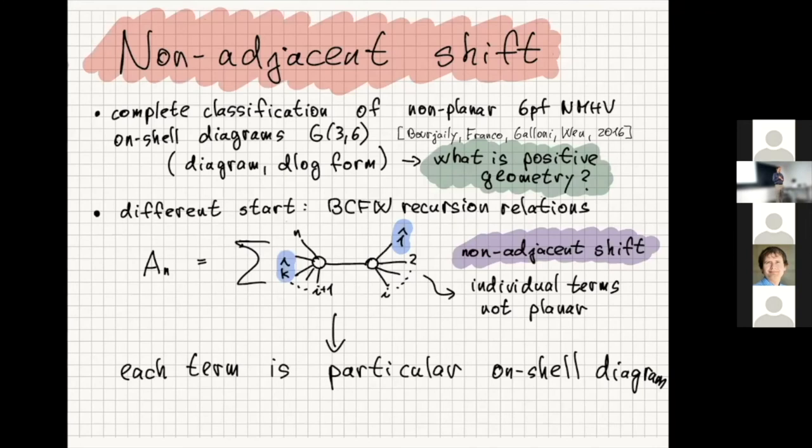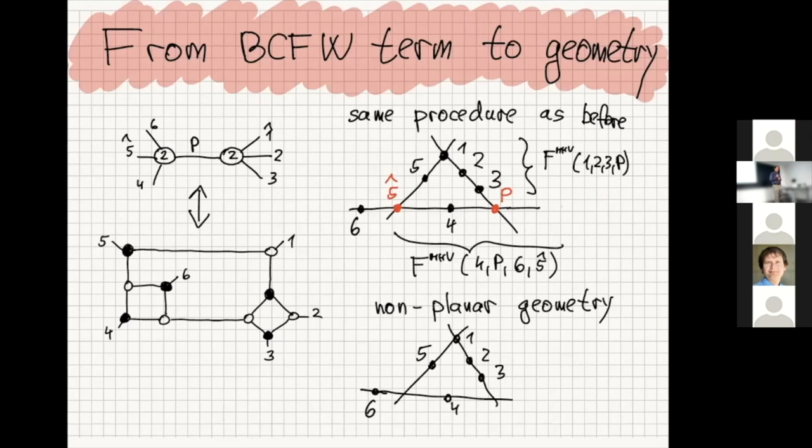From the physics perspective, non-adjacent means that in the BCFW we are not shifting adjacent legs, but non-adjacent ones. And this necessarily gives us, once you do it geometrically in terms of on-shell diagrams, non-planar on-shell diagrams. Now, the same procedure that we use for this kinematical trick, the fast track in the planar case, we do here in the non-planar case.